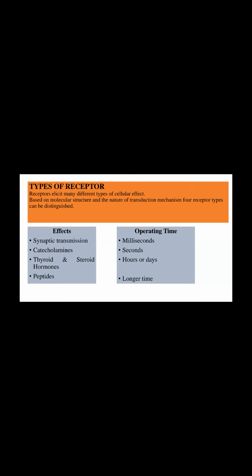So the types: receptors elicit many different types of cellular effect based on the molecular structure and the nature of the transduction mechanism. Four types can be distinguished. These are the four types of receptors we have. First, neurotransmitters, synaptic: anything related to our nerves, anything related to our brain would come under this synaptic type. They are very fast and give you an operating time of milliseconds. The other is catecholamines. It will give you results in seconds. This is again related to our body and our brain.